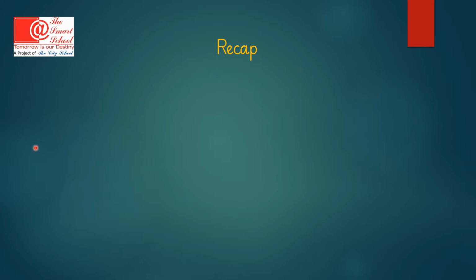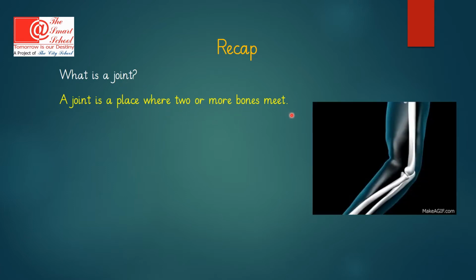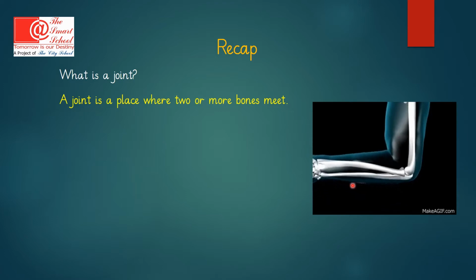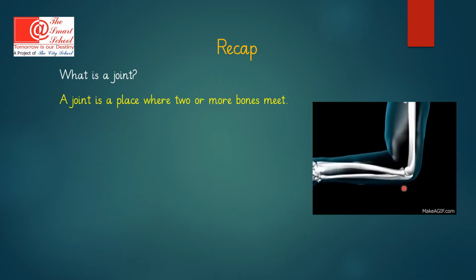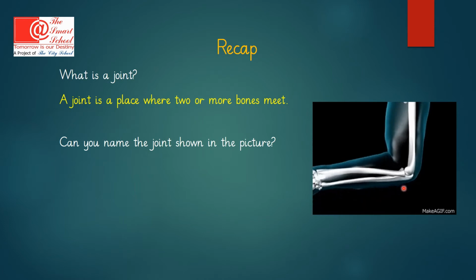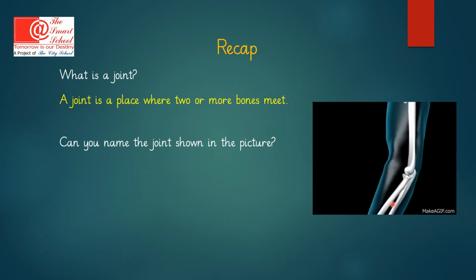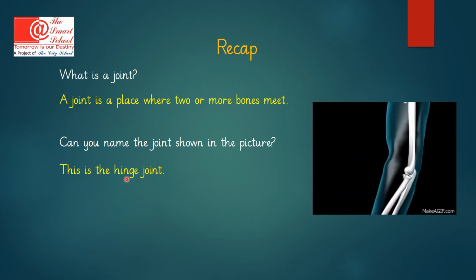We shall start with a bit of a recap of the previous lesson. Do you remember what is a joint? Yes, the joint is a place where 2 or more bones meet. As you can see in this picture, this is a joint where 2 bones are meeting. Can you tell which type of joint is this? What is the name of this joint? The name of this joint is hinge joint.